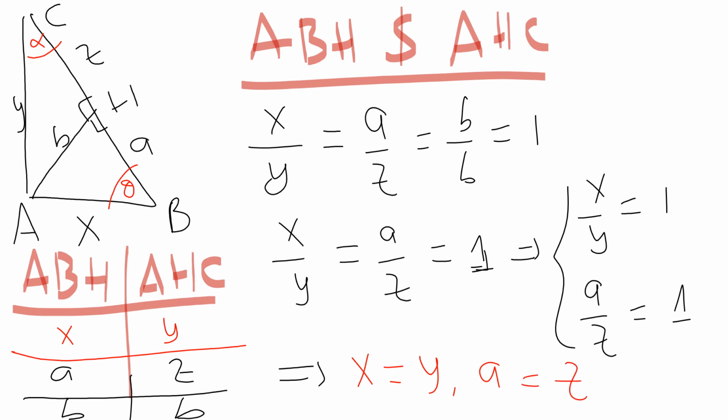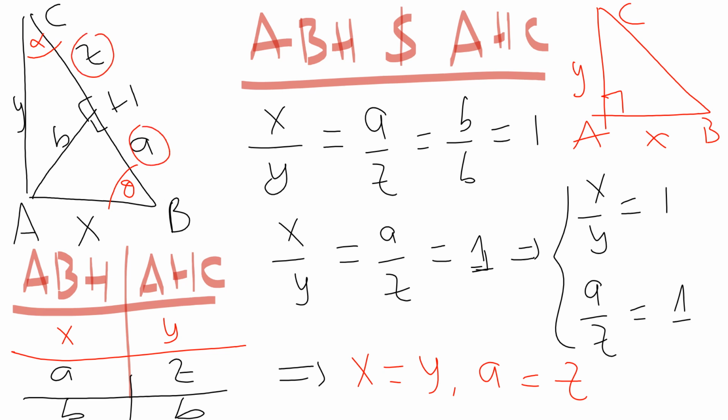All right, but if x is equal to y, then clearly ABC is going to be isosceles, because for an isosceles triangle we need two side lengths to be the same. If this is x and this is y, which is still x, and there's a right angle, this is ABC, you clearly see that x and y are two side lengths of ABC and they are equal. So definitely ABC is an isosceles triangle. Now A is equal to Z, which means that A plus Z is going to be Z plus Z, which is 2Z.